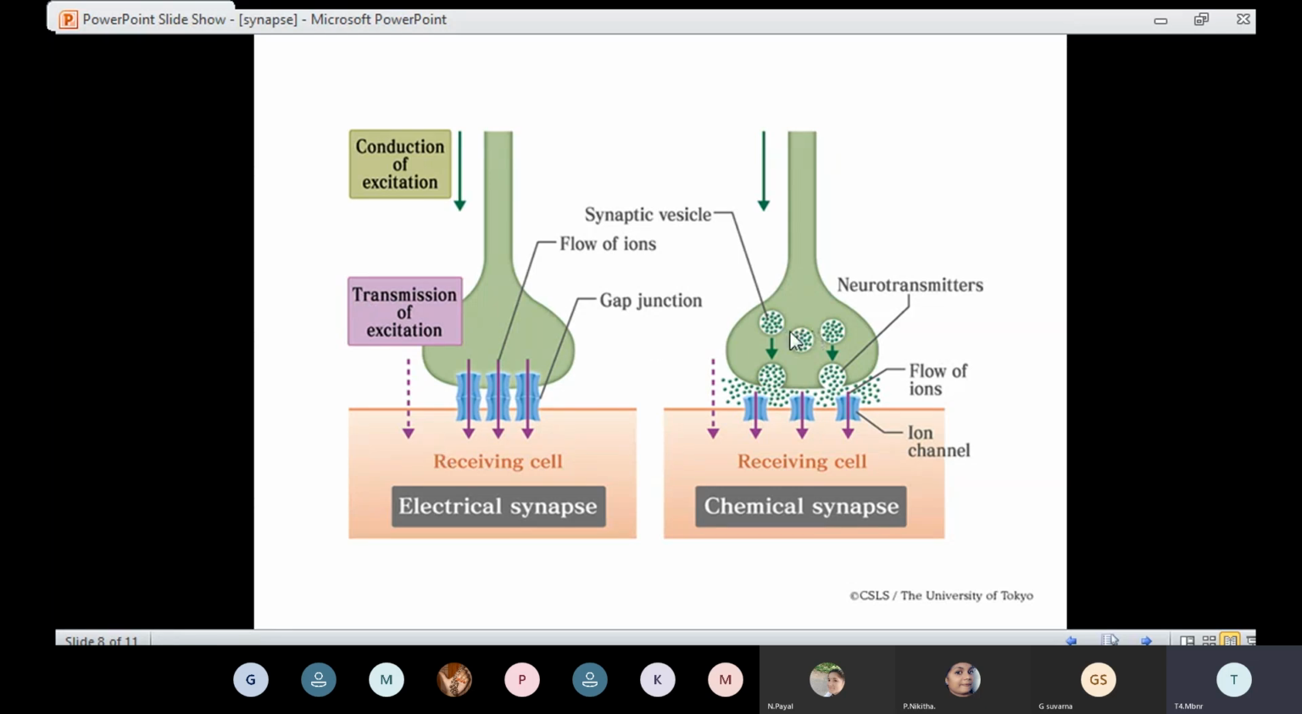Whereas here, the vesicles contain neurotransmitters. They receive and carry the message from one nerve cell to another nerve cell. This type of synapse we call a chemical synapse. If chemicals are involved, this is a chemical synapse. If ions are involved, this is an electrical synapse.